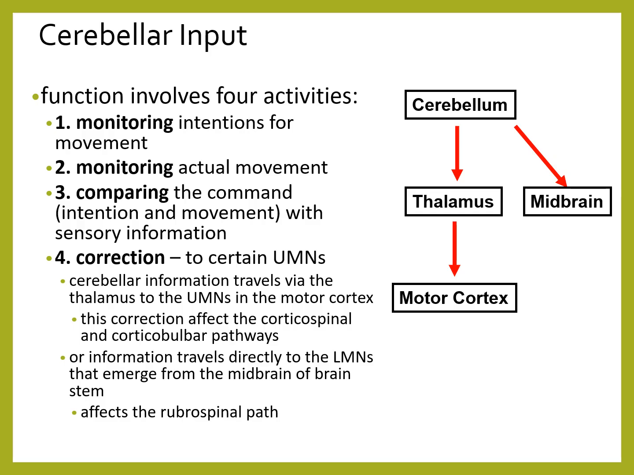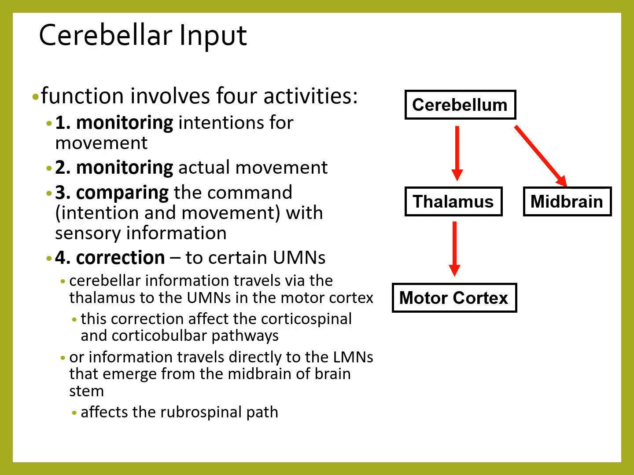Our cerebellum's input on motor commands involves 4 things. In other words, the cerebellum's function involves 4 activities. It has the ability to monitor our intention for movement. It has the ability to monitor actually how we are moving. And then it can compare those 2 things. It can compare the intention with what we're doing because the cerebellum receives sensory information from things like our eyes and our inner ear. And once it compares the command with that sensory information, it can correct. And it can do so by sending corrective information to certain upper motor neurons.